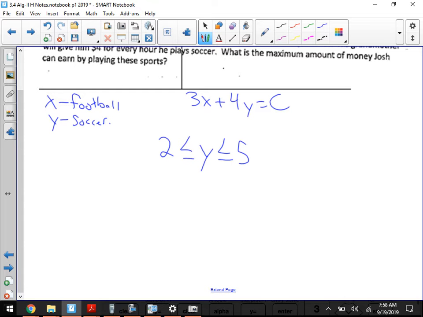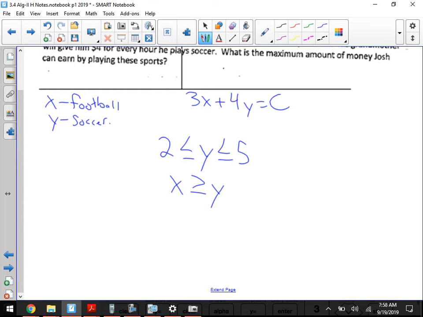It says then he wants to give at least as much or more time to football than to soccer. More time, at least as much or more time to football. Greater than or equal to, very good. Sometimes you have to reread that a couple times to understand what they're saying. At least as much or more time.